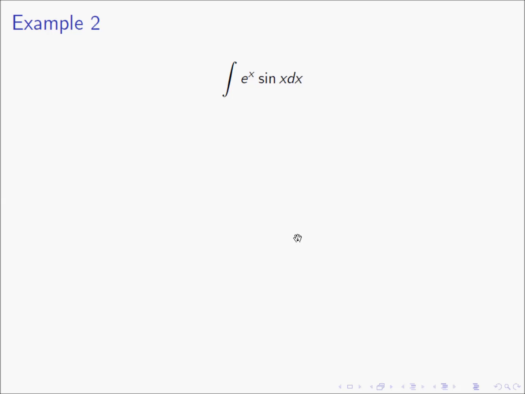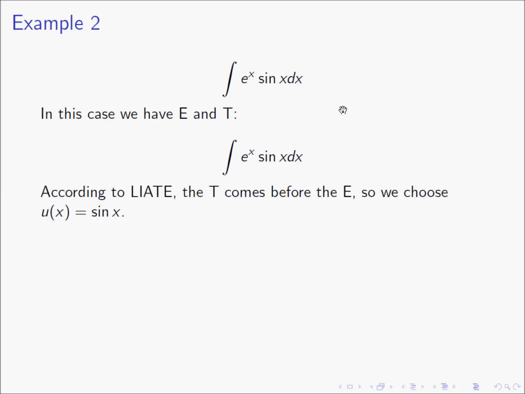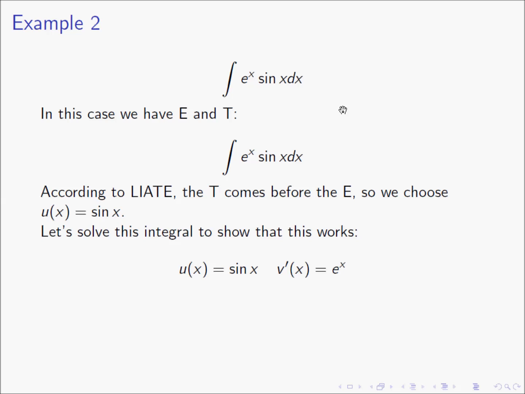So here is an integral that we're going to actually solve now using LIATE, and in this case we have an exponential function and a trigonometric function. Here we have an E and a T. According to LIATE, the T comes before the E. So in this case we choose u equals the trigonometric function that is sine of x. So let's solve this integral to show that this actually works. So u is sine of x, v prime is e to the x, u prime is cosine of x, and v is e to the x.